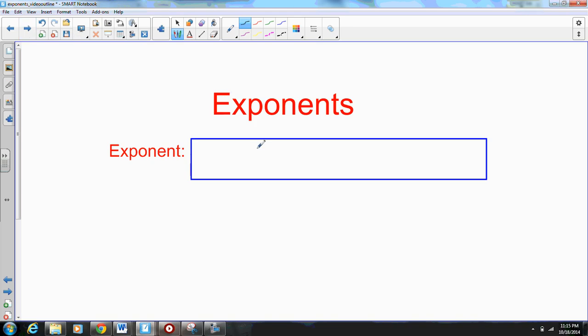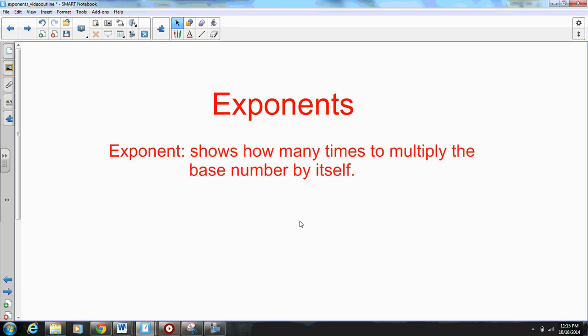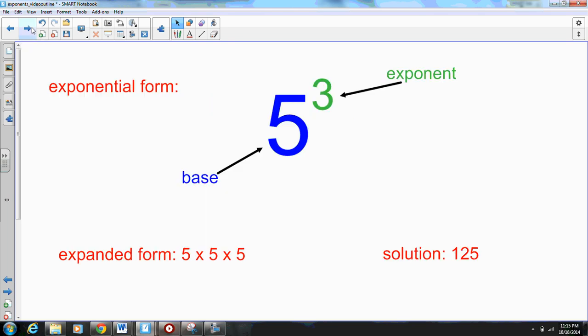Okay, an exponent shows how many times to multiply the base number by itself. For example, if we have the base number of 5 to the third power, the larger number is the base number, and we write the exponent to the right hand corner of the base number. The exponent or the word power both mean the same thing. So 5 to the third power is called the exponential form.